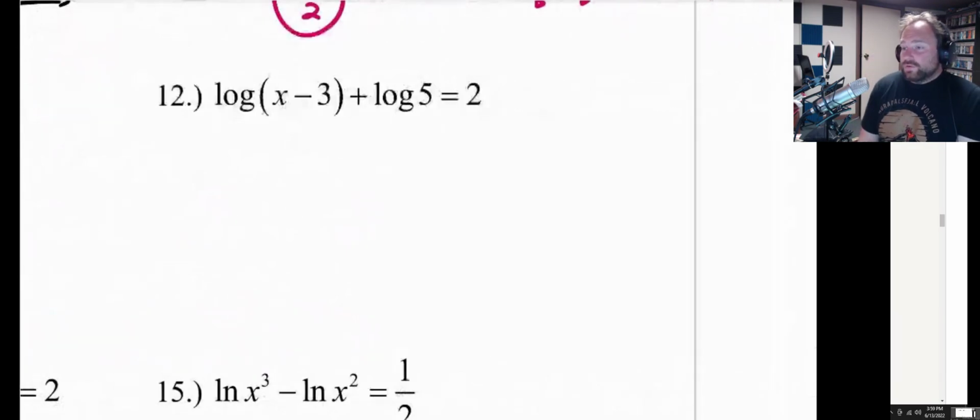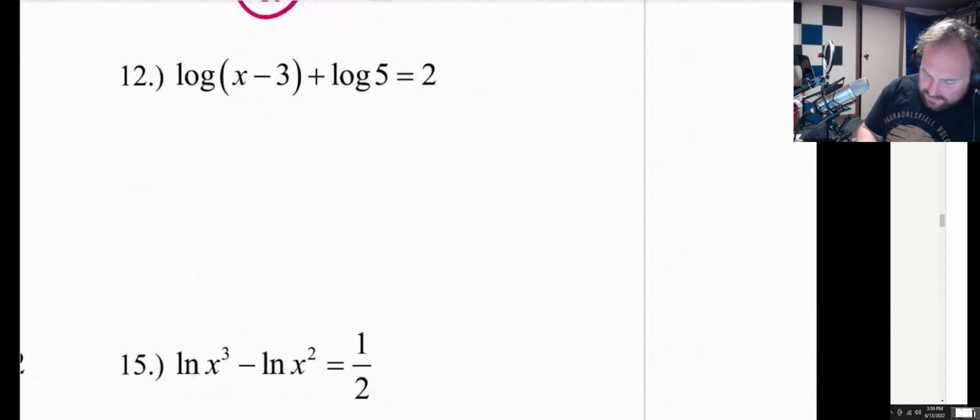Number 12. Okay, so this one we're going to do pretty much the same thing we did in the last problem, but we got a couple things to talk about. First thing we're going to do is use that plus rule that we mentioned earlier to combine these together. This is going to be 1 log of 5 times x minus 3, which equals 2.